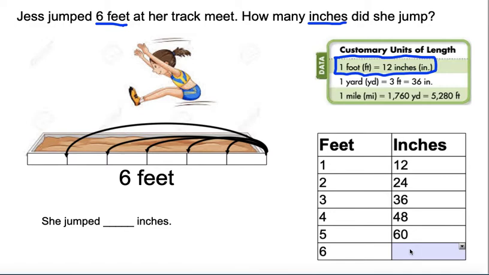Let's add on 12 more inches. 60 plus 12, that's going to be 72 inches. Again, to visualize, that's how far she jumped, all the way over to here, another 12 inches. That gives us 72 inches.